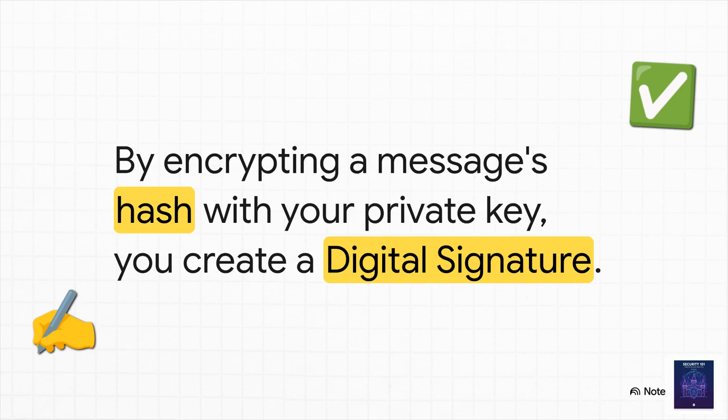Okay, so here is where it all comes together in a really elegant way. You take the hash of your message, that digital fingerprint, and then you encrypt that hash using your private key. What you've just created is a digital signature. Now, anyone in the world can use your public key to decrypt it and see the original hash. If that hash matches the fingerprint of the message they received, they know two things for sure. One, it absolutely came from you, and two, it hasn't been altered by one single bit.